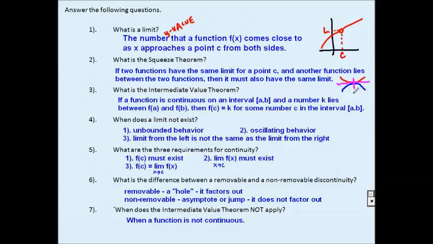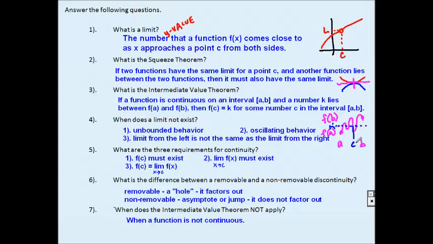Intermediate value theorem, same idea. If you have a continuous function, so here's a and here's b, then here are the function values, f of a and f of b. That means that no matter what, because it's continuous, I have to hit every single point in between. So if I have a point here that's k, that means somewhere in this spot there has to be a point c that gets hit at that time.